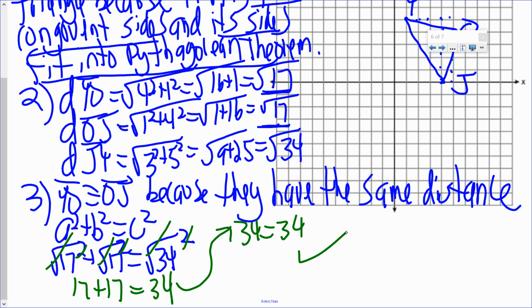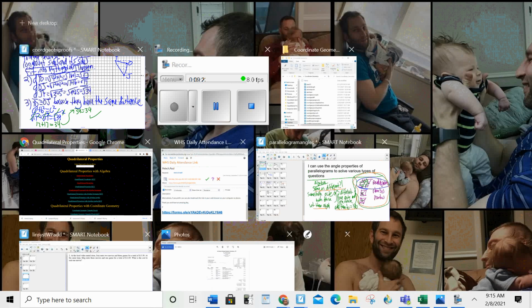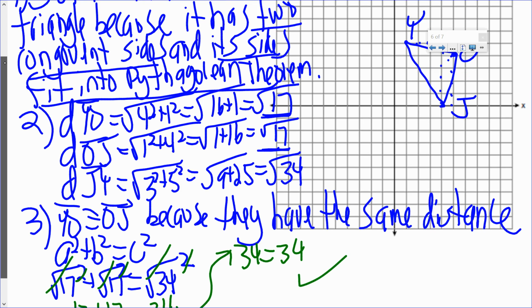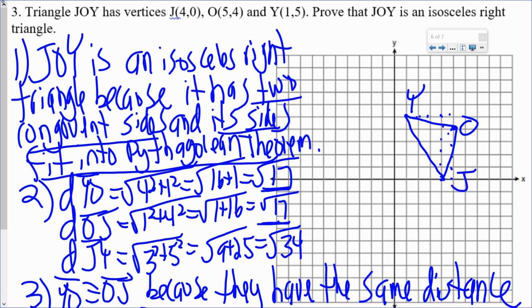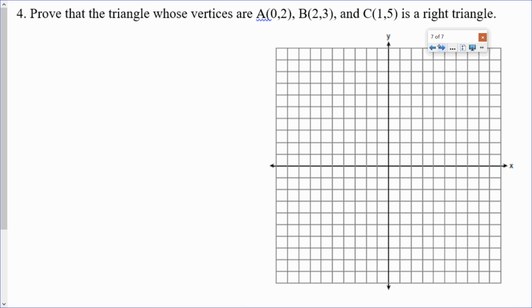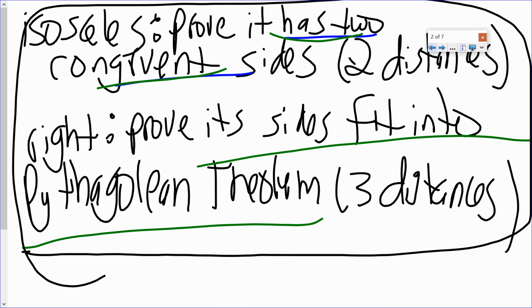You're always calculating distance for these. So that's the entire unit. You're going to always be calculating distance with one exception, but we're not worrying about that exception yet. So that's it. Your classwork/homework is to finish this worksheet. There's just one example left: to prove a triangle is isosceles, prove it has two congruent sides by calculating distance; to prove a triangle is right, show its sides fit into the Pythagorean theorem by calculating those three distances.